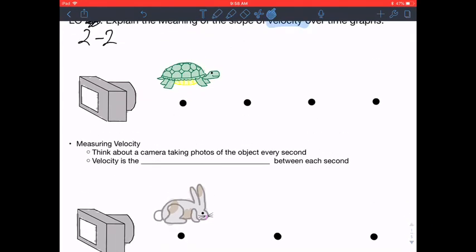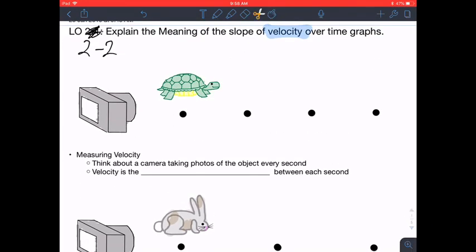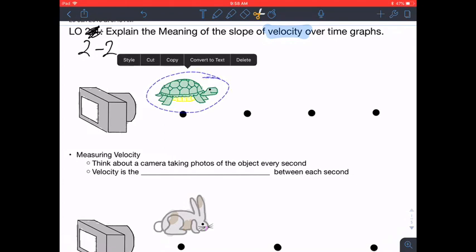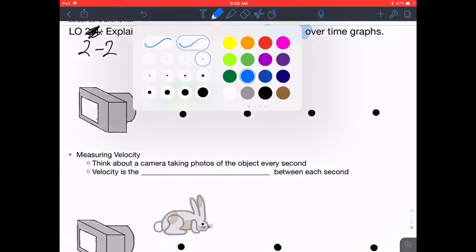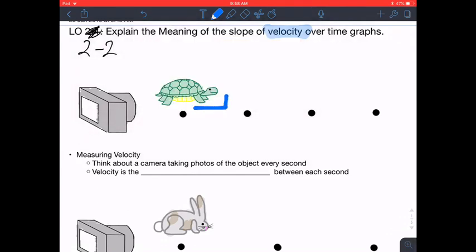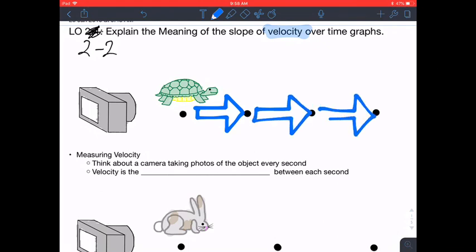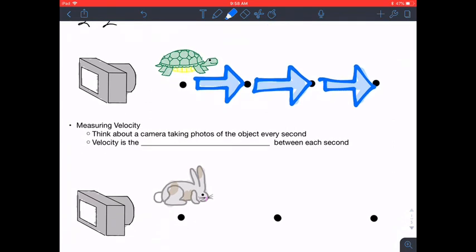We are going to do a quick review of how to measure velocity. So if we think about a turtle moving along and we're taking pictures of that turtle every second, we would have these dots here to represent where the turtle is. Velocity is the change in position of the turtle each second. To put that in other words, velocity is the gap between the dots. In these notes, we're going to be making graphs of velocity, and those graphs will really be graphs of the length of the gap between these dots.